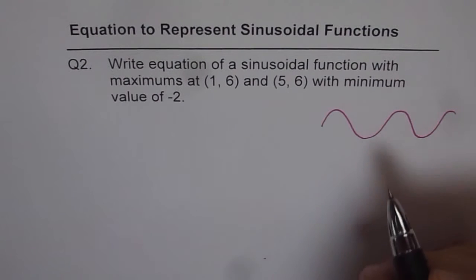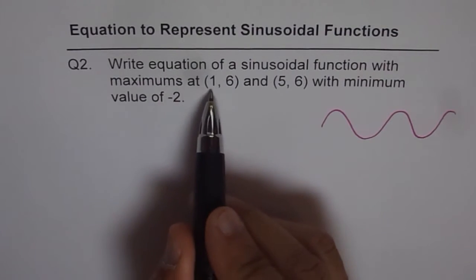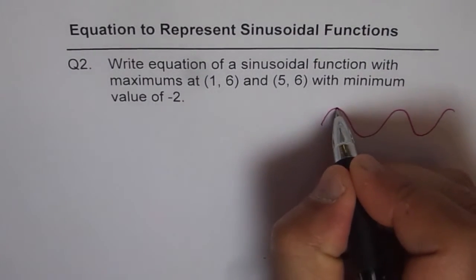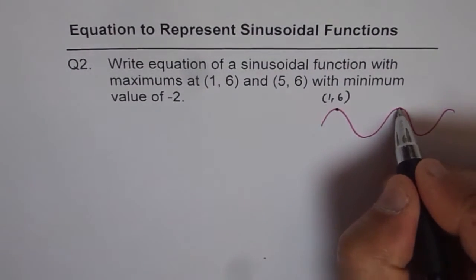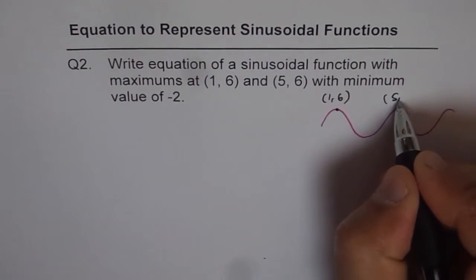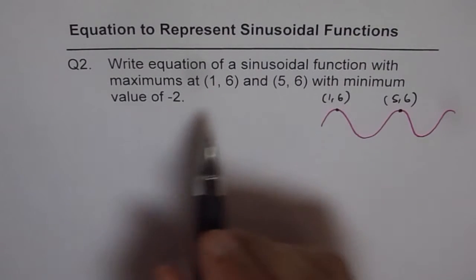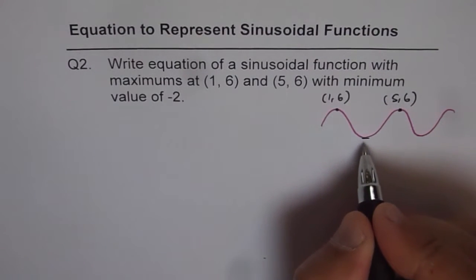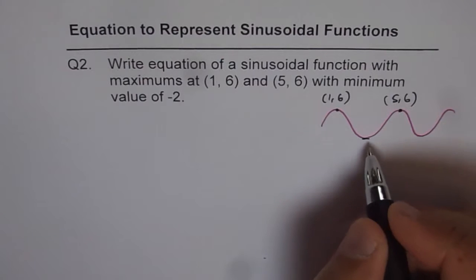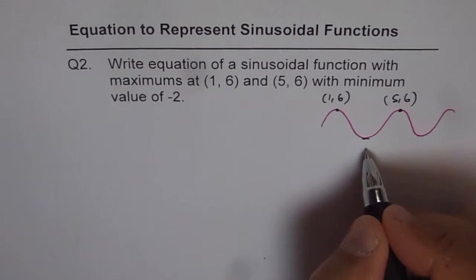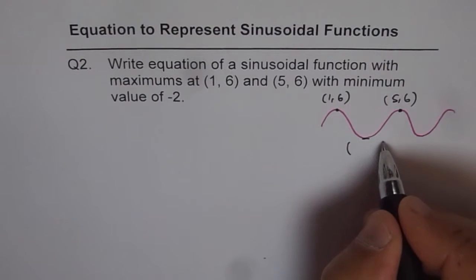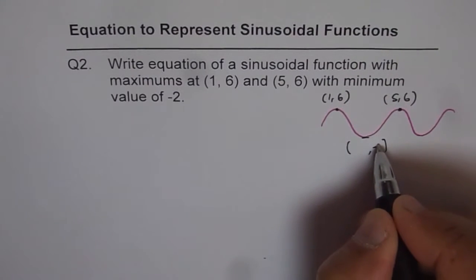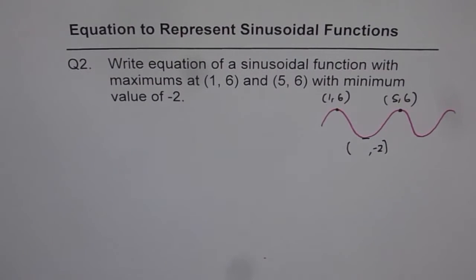And let's put the points which are given to us. Maximum (1, 6). So this is the first maximum for us, given at (1, 6). And then the second one is given to us at (5, 6). The minimum is -2. So this value, we don't know the x value, but we know the y value is -2. X, of course, will be right in the center, so we can always work it out. So for the time being, let me write -2 here. So that is the kind of information given to us.